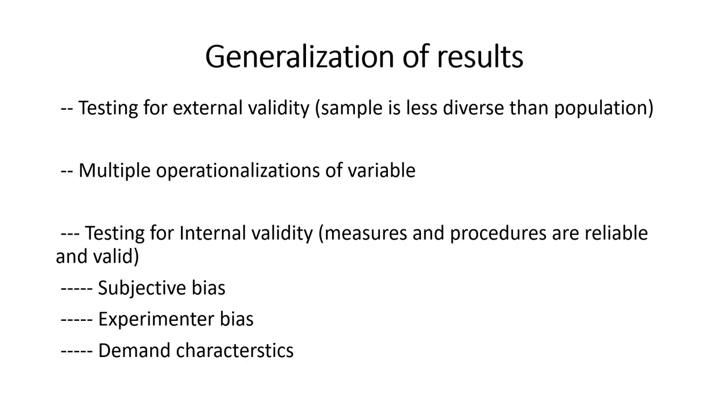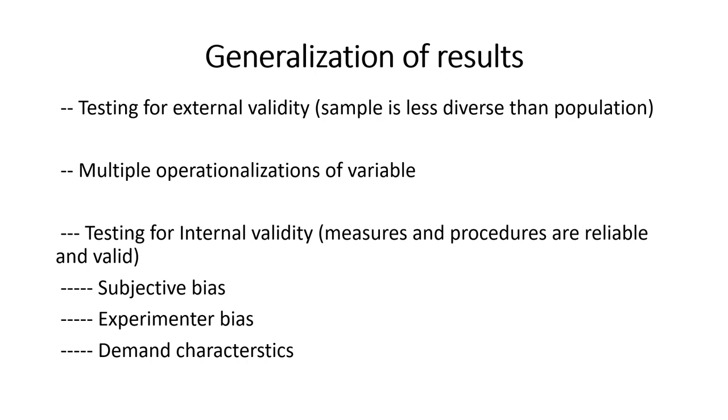And to solve this problem, we have to do something called multiple operationalization of variables, which means that we have to operationalize our variable in different ways. We have to give different definitions of the variable. Generalization also requires something called testing for internal validity, which means that the measures and procedures are reliable and valid.